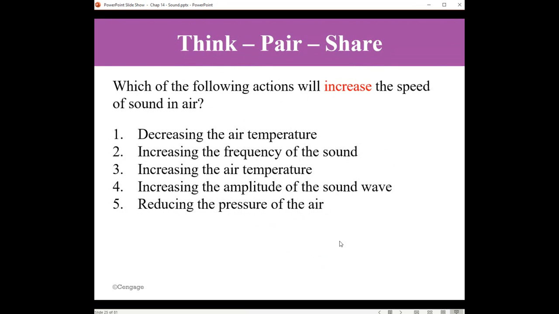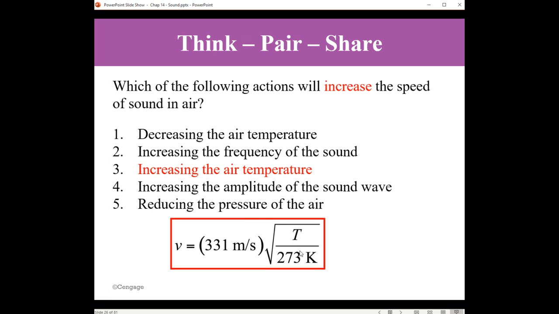Which of the following actions will increase the speed of sound in air? Decreasing the temperature, increasing the frequency, increasing the air temperature, increasing the amplitude of the sound wave, reducing the pressure of the air. Based on what we learned so far, the correct answer here would be increasing the air temperature. Increasing the air temperature will increase the velocity of sound in air.